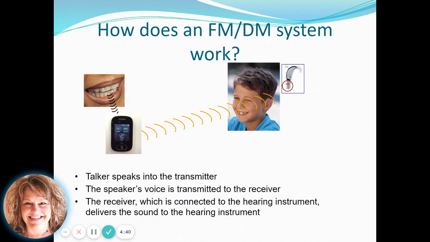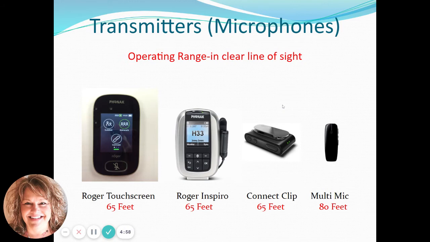How does the system work? The talker speaks into the transmitter, and that speaker's voice is transmitted to the receiver in the hearing aid, or CI, cochlear implant, or the BAHA, which is connected to the hearing device, and that delivers that sound to that hearing instrument.